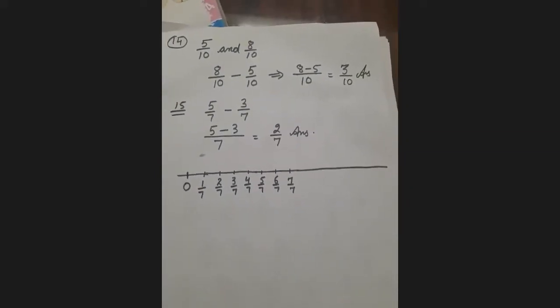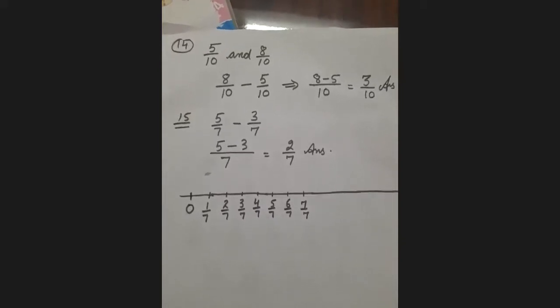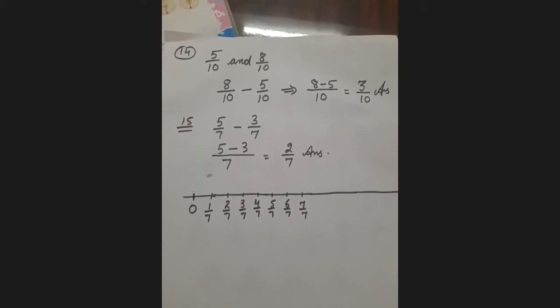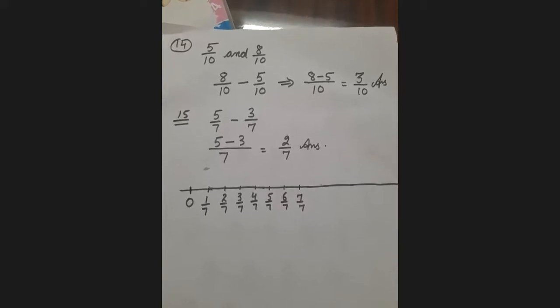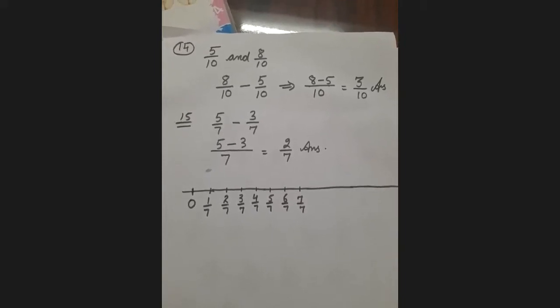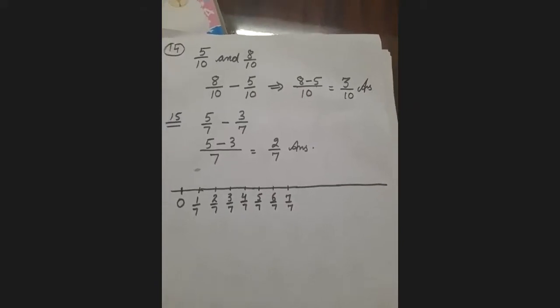Yes, students, to show these numbers on number line, first with the help of scale and pencil, draw a line. Then in this question, your denominator is 7. So divide your line segment into 7 equal parts and write this number as 1 upon 7, 2 upon 7, 3 upon 7, at last 7 upon 7.